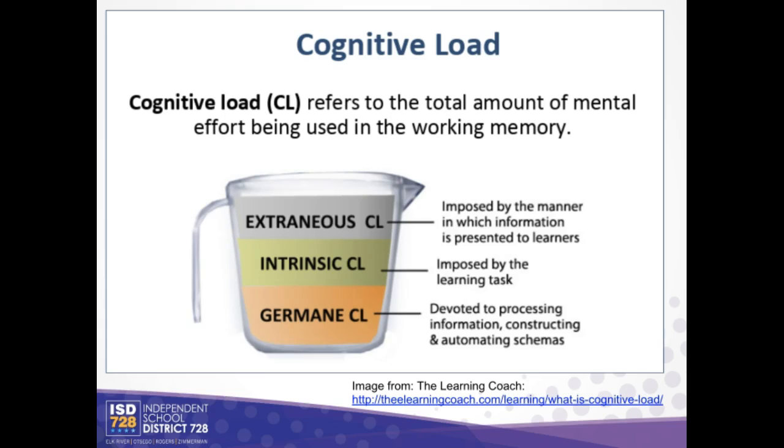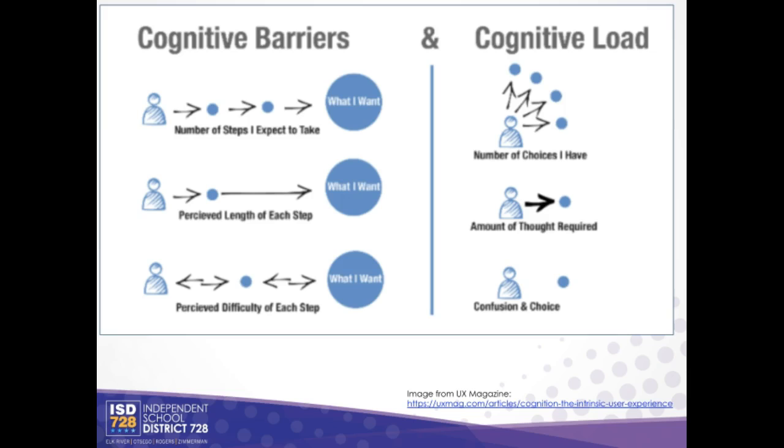So we've got extraneous things that are going on. It's the way the information is given to the learner. We've got intrinsic things that are going on, like how difficult learning this is intrinsically to that learner. And then we have the germane learning, which is really the processing and structuring and creating of the schemas that we want to have happen. So how do we reduce the extraneous and intrinsic loads and really let the learner focus on the germane?